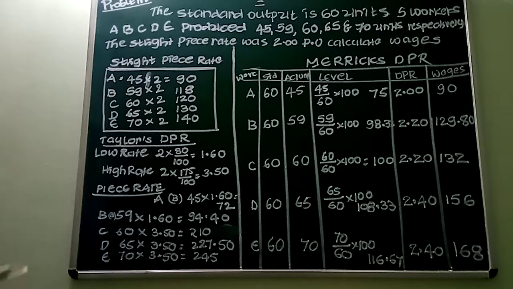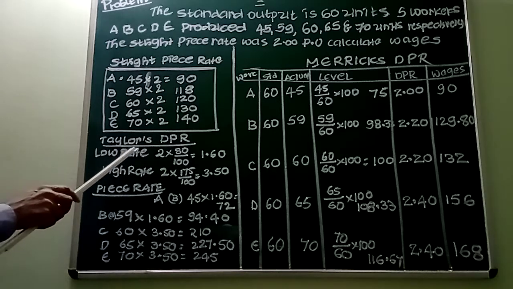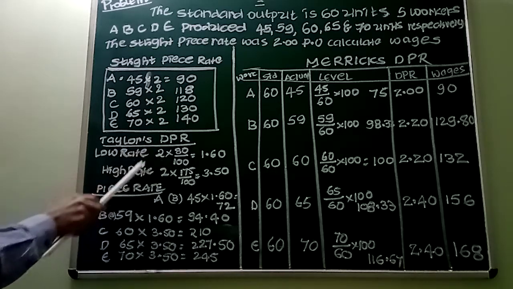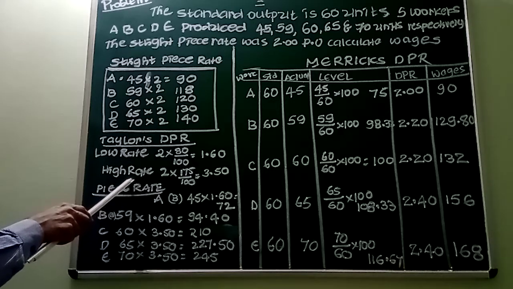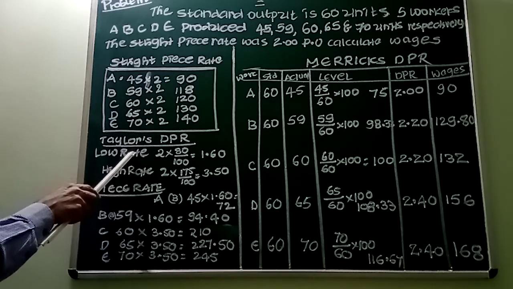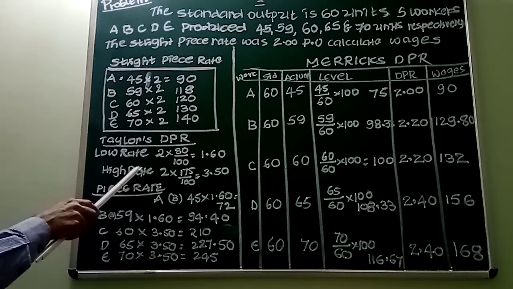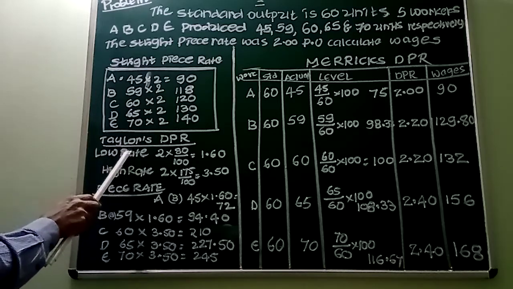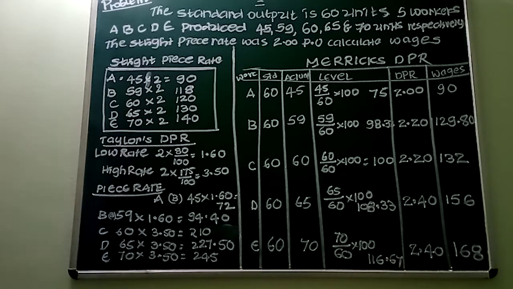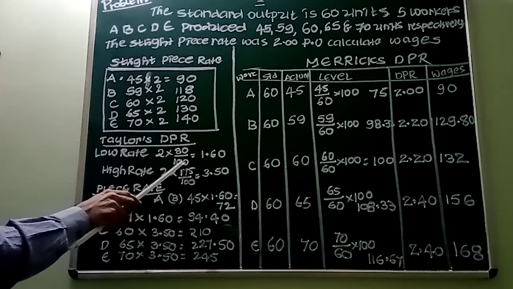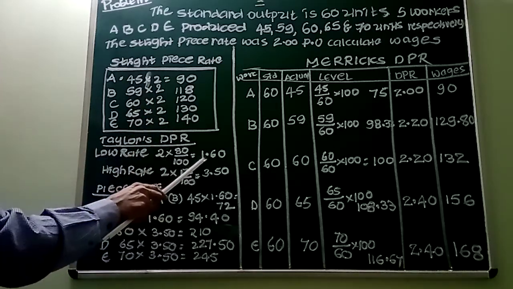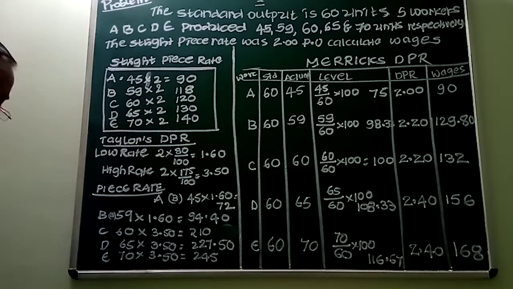Here the wages is equal to production into rate per unit. Now let us go to Taylor's differential piece rate. As I have already told you, the rate per unit is 2 rupees. Here there are 2 rates. One is low rate, another one is high rate. The workers who are below the standard will be paid only 80% of the ordinary piece rate. That is equal to 1 rupee 60 paisa.